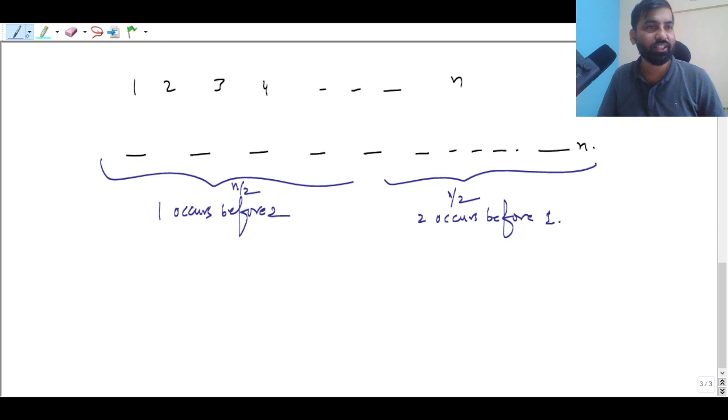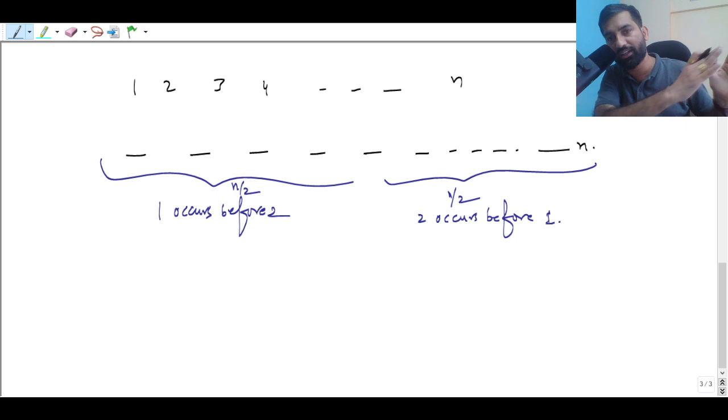So the total is nothing but what? The total number of ways you can do permutation here. Then you have to find the probability of getting 1 occurring before 2. That is what the event x is. So what is the probability here? Out of nC2 ways, you have to choose 2 places, because there are n positions. To place 1 and 2 you need 2 places.